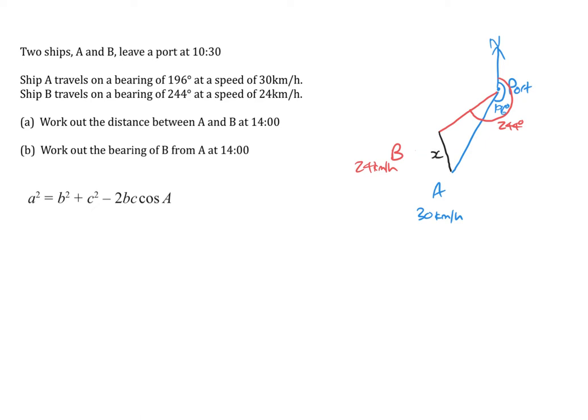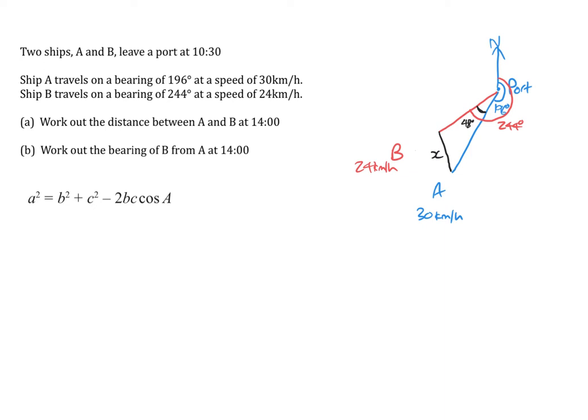Now, just looking at my diagram, I can immediately write in another angle, which is this angle here, because if it's 244 for the red angle and 196 for the blue angle, then the difference there is going to be 48 degrees. I'm going to write it here, 48 degrees.